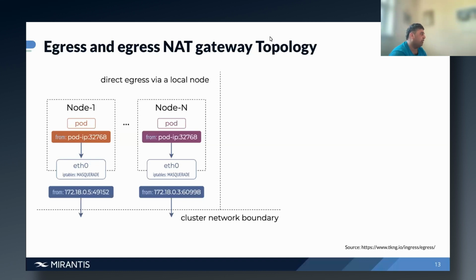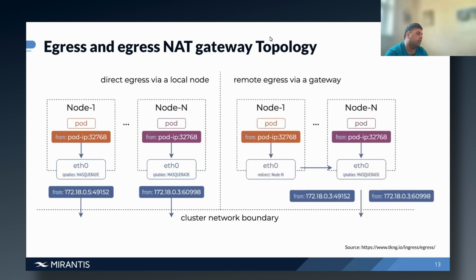Here we see the pod IP 32768 is SNATed via 49152 and 60998. However, when an egress gateway is in place, you can specify which outbound packets should be sent to the dedicated gateway node first, and then out to the network itself.